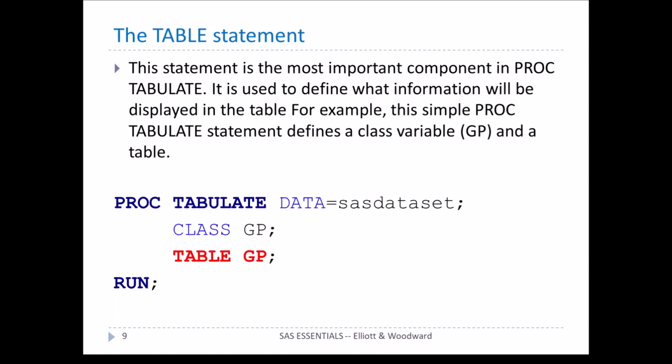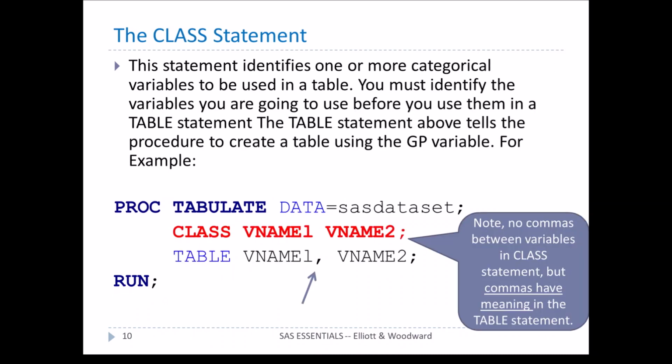All right, so let's take a look at that simple PROC Tabulate that we looked at before. As we note, it's used to define what information will be displayed in the table. For instance, we're going to display the classification variable group in a table which is going to contain that variable group. So let's do something similar to that.